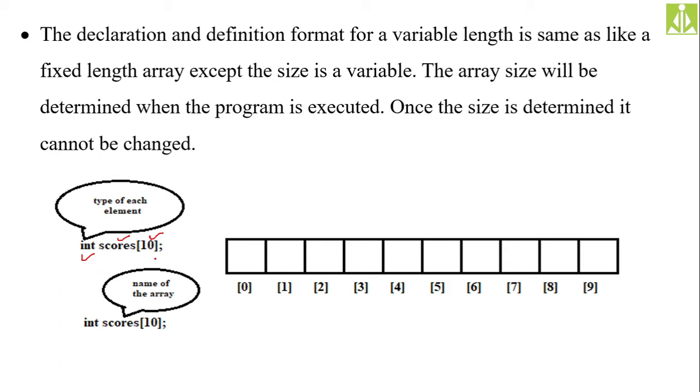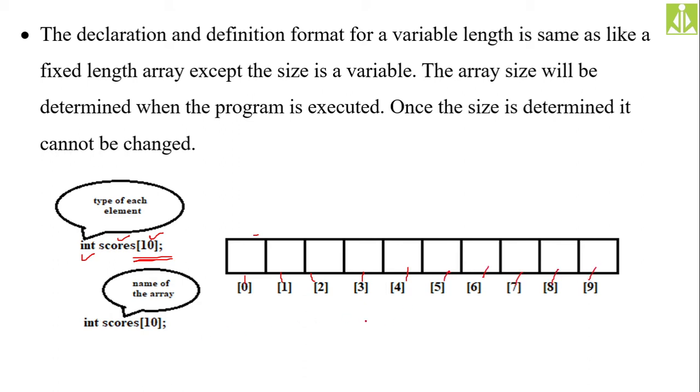If I do the declaration in such a way, how will my array occupy the memory in your computer? Like this. And you can see the indexes that I have also shown over here. This is the 0th index, first, second, third, fourth, fifth, 6th, 7th, 8th and 9th.